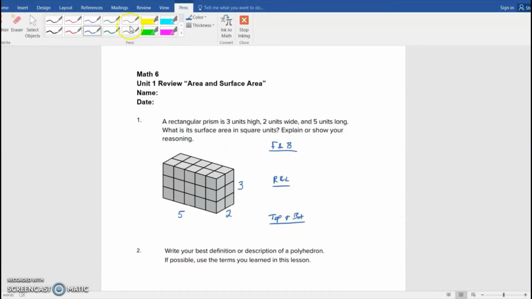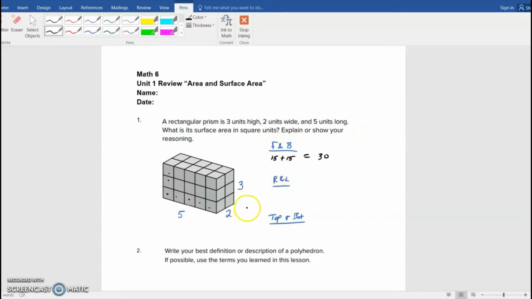And for my front and back, I'll call it these sides. It looks like it's 1, 2, 3 by 1, 2, 3, 4, 5. So 3 times 5 is 15. And then I also have a back. That's 15 for the area on the back. So 15 and 15, or 15 times 2, gives me 30 square units for the front and back.